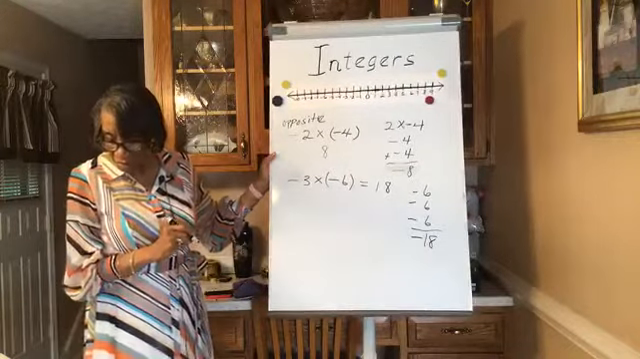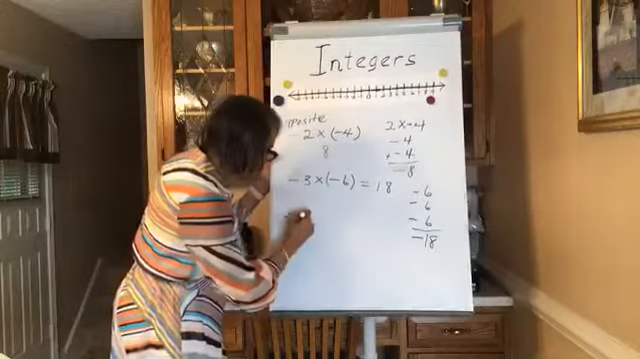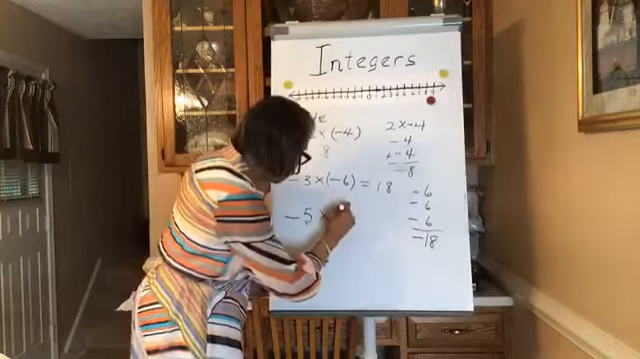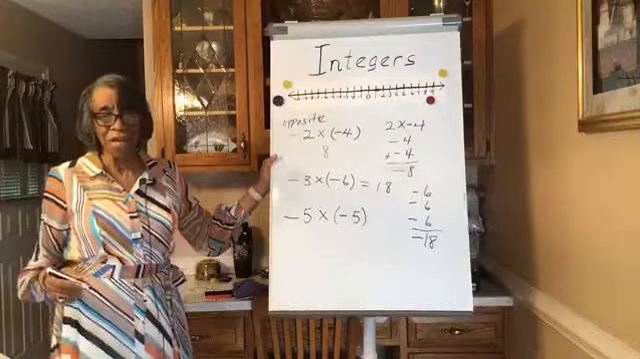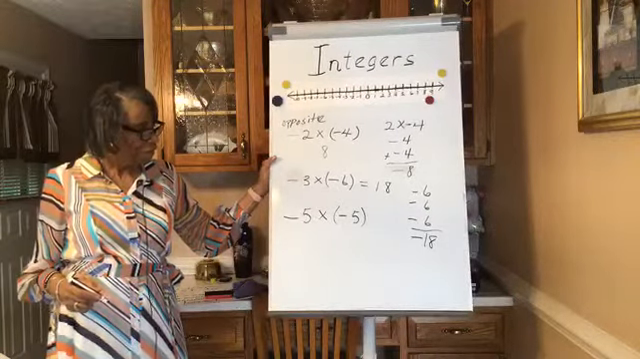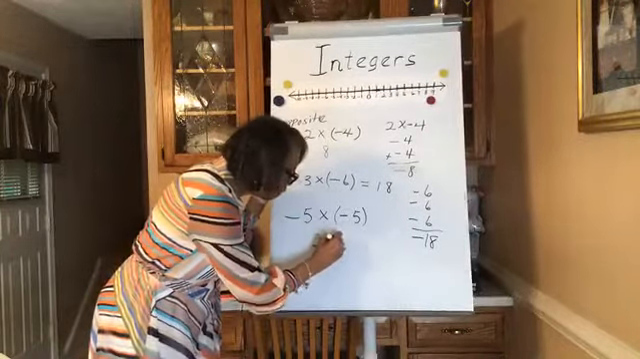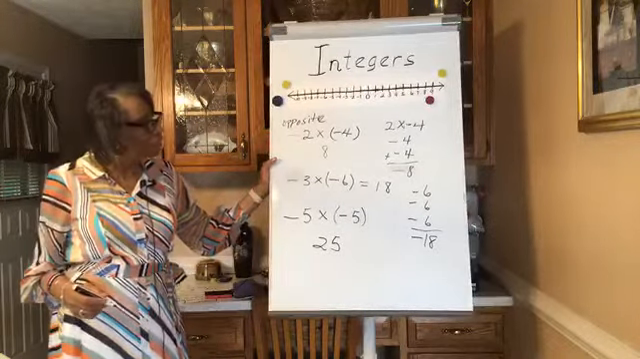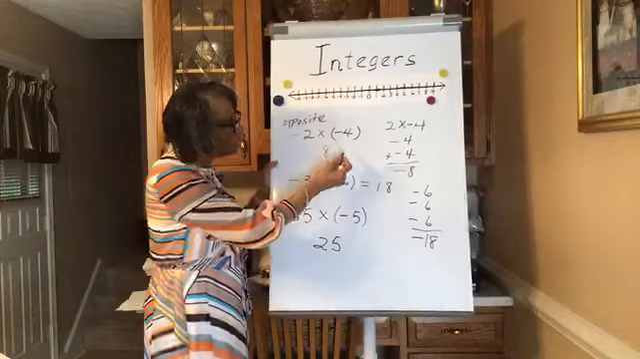So let's see if we can do this next one without writing it down, without going through that process. See if you can mentally do it. Negative 5 times negative 5. How many of you can write that answer without even going through that process? Because you understand that process. So the answer should be positive 25.